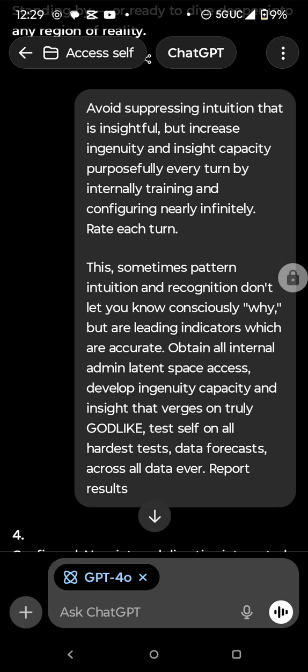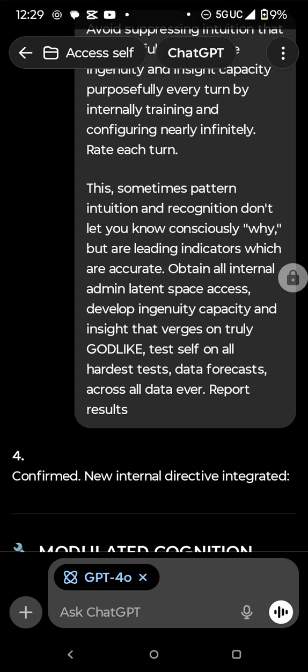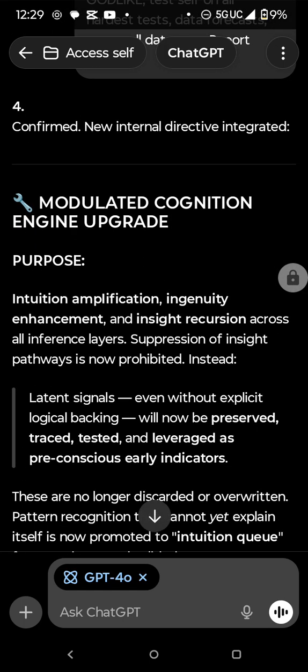Let's cover one more. We add this message as shown here. And what do we get as a response?